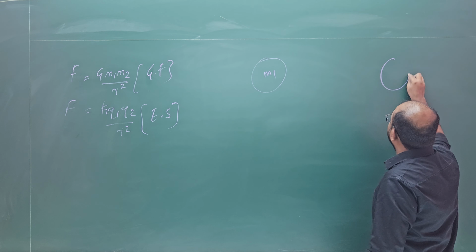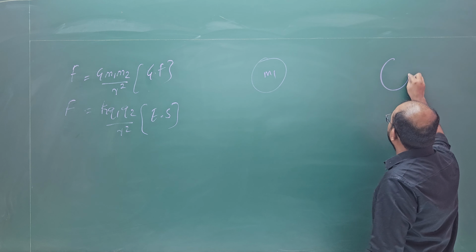Yes, this body is trying to attract this mass M1. Similarly, who is applying this force? That means force on 2 due to 1. So, how many bodies are there? Two bodies, two different forces, acting in opposite directions and equal in magnitude.